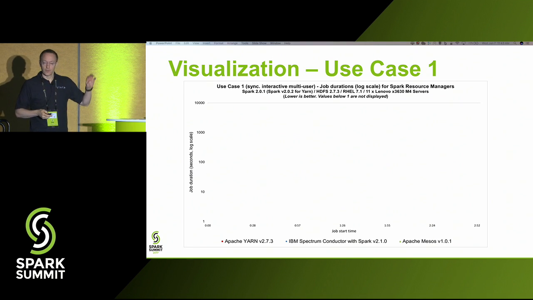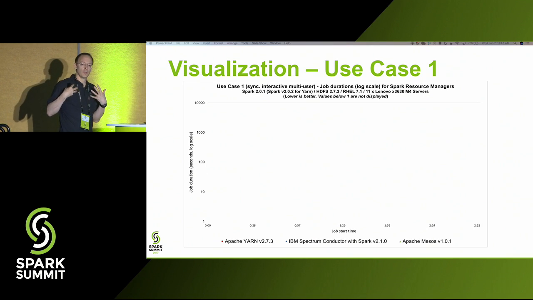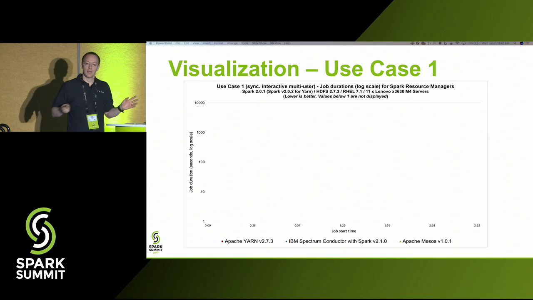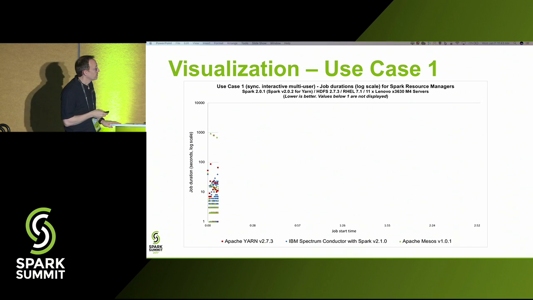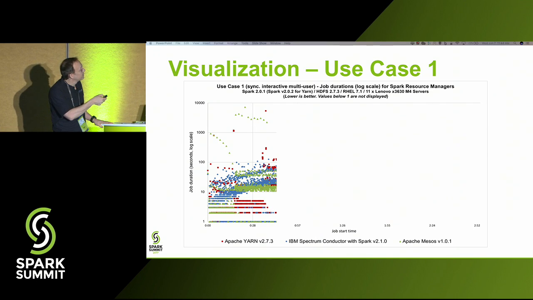This first visualization is use case 1. This is the use case with interactive jobs only. So the cluster is empty. On your marks, get set, go. The green dots are Mesos, the blue are Conductor, and the red are Yarn. You can see that Mesos starts out well. It has some outliers up there, and it's got some trouble, but then it stabilizes.